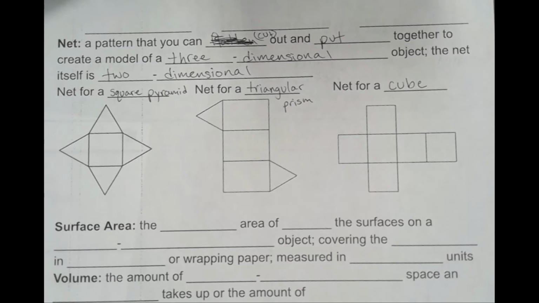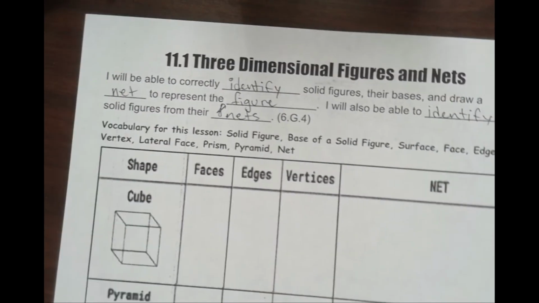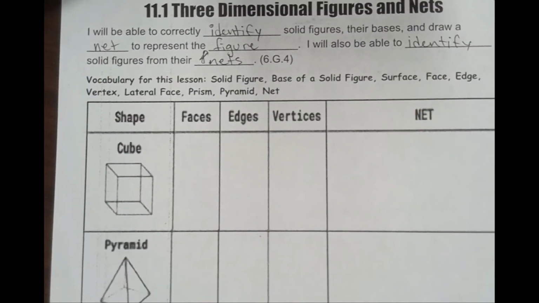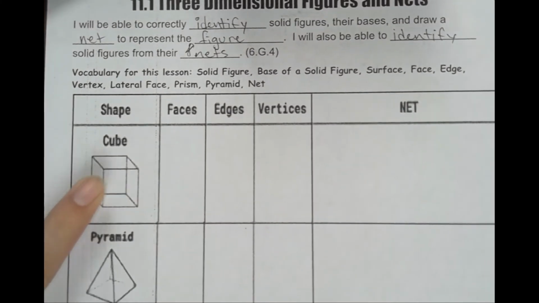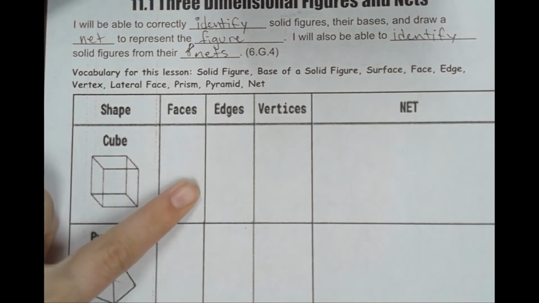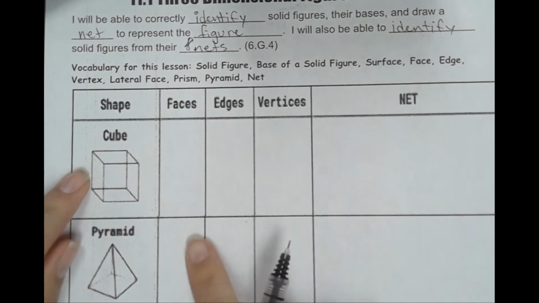Alright, now that you know these definitions, let's go back to our lesson. And yes, it takes 2 pages, but they're big because you're going to have to do some drawing. So, we're going to talk about all those things that we mentioned. We're going to look at a 3-dimensional figure. We're going to tell how many faces, edges, and vertices we have. And then we're going to draw a net to match it.